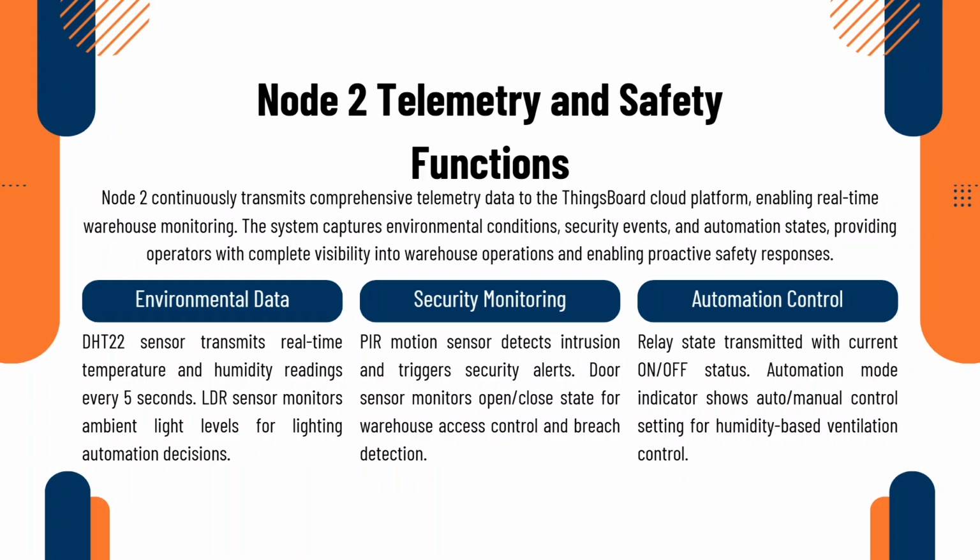Node 2 telemetry and safety functions. Node 2 sends telemetry data including temperature, humidity, motion status, and door status. This data is updated continuously and displayed on the dashboard. It helps in monitoring both environmental conditions and safety. For example, if motion is detected in a restricted area, it can trigger an alert. This is how it works. So let us move to the next slide.